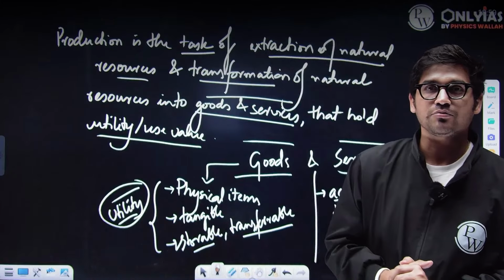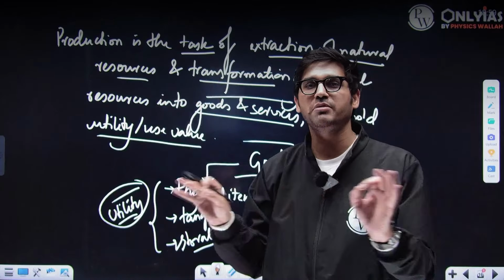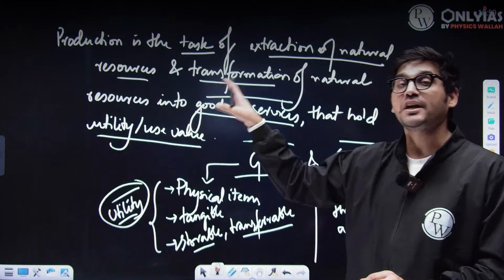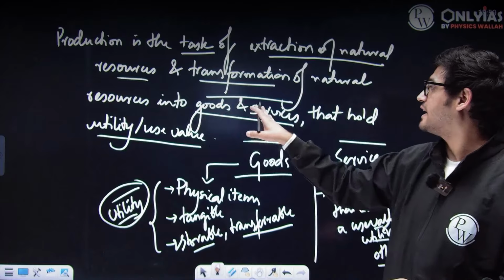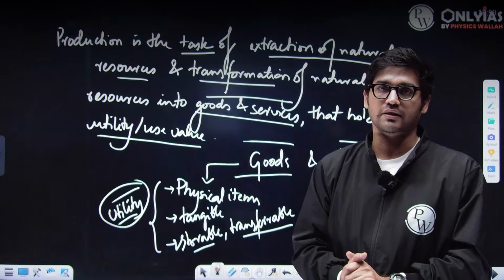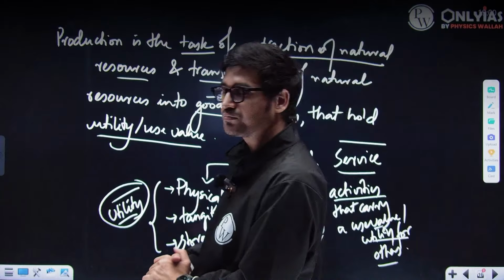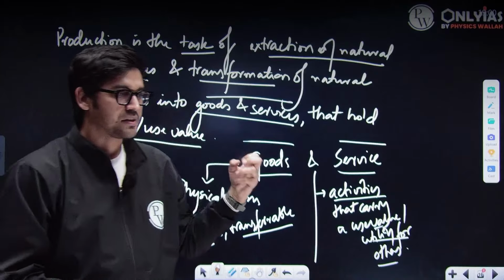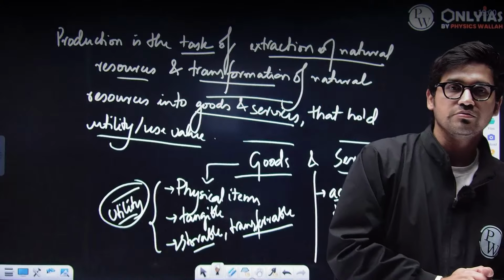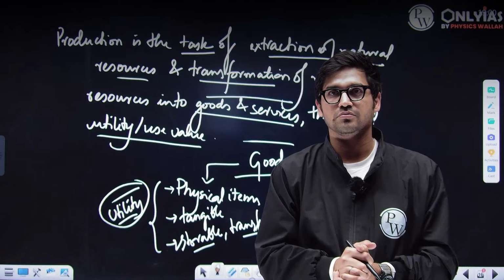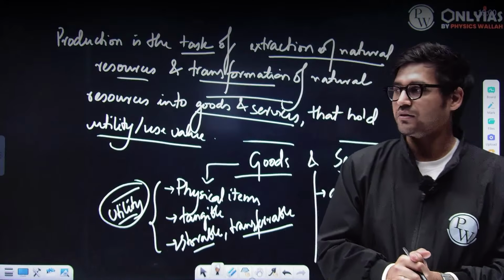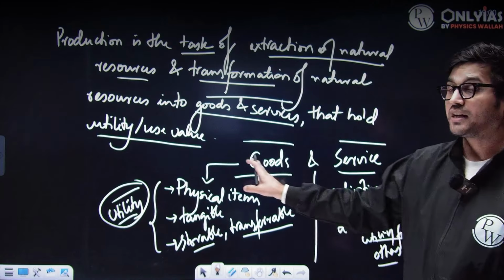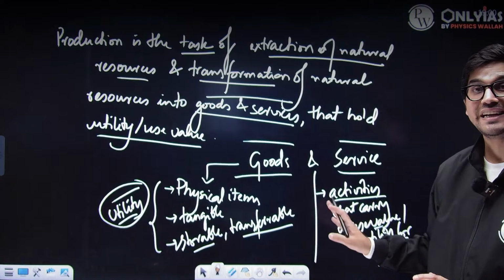Do you understand this? Now, how do you define production? Simply defined as a process of either extraction of natural resources and transformation of these natural resources into goods and services which hold use value for others. Is this clear? Is the definition of production clear? Goods are items, services are activities. Goods are therefore tangible, services are therefore intangible.